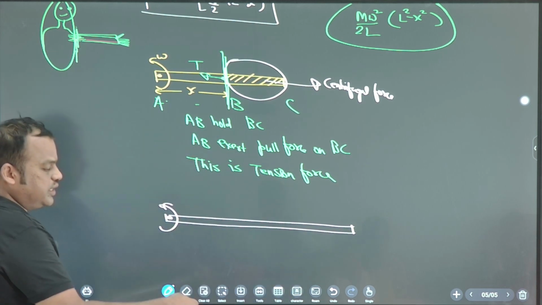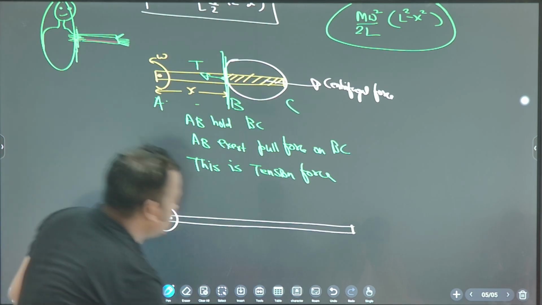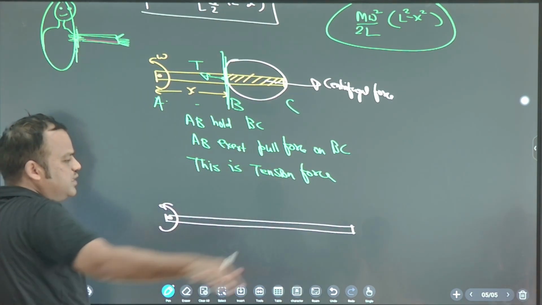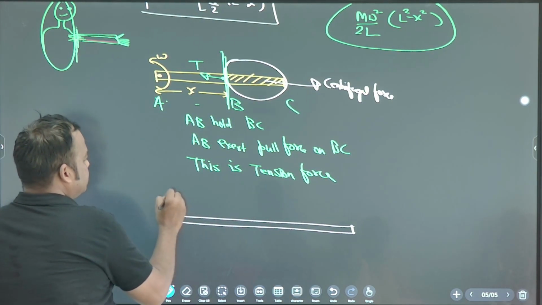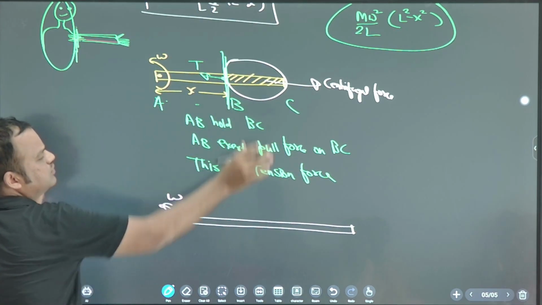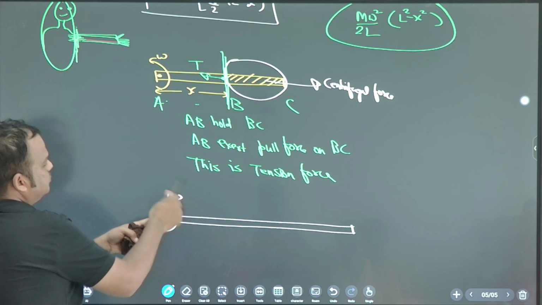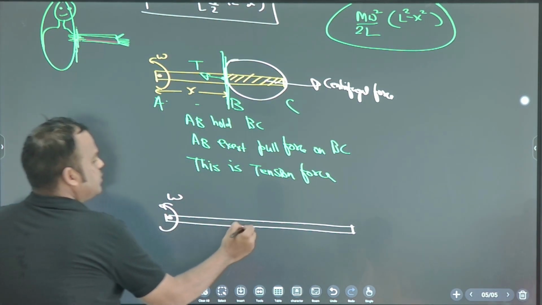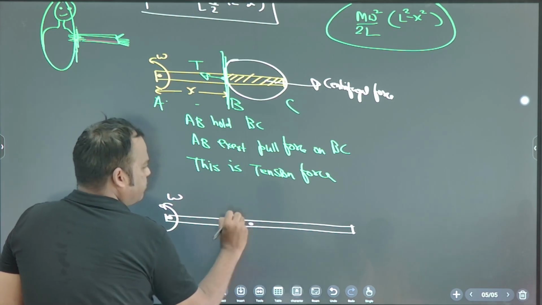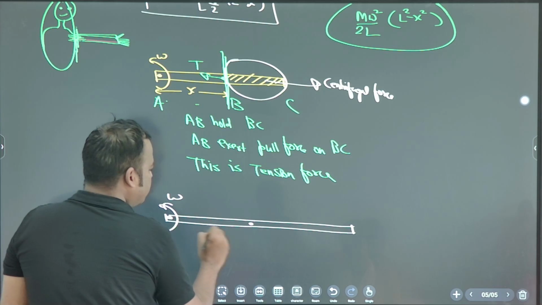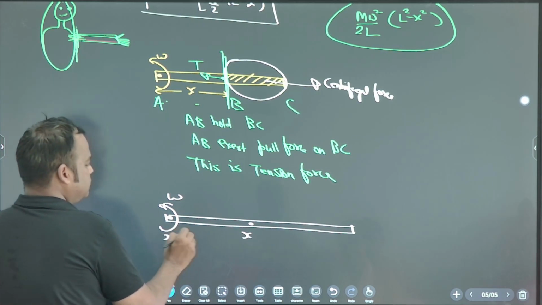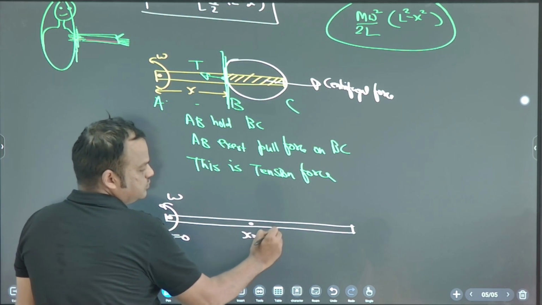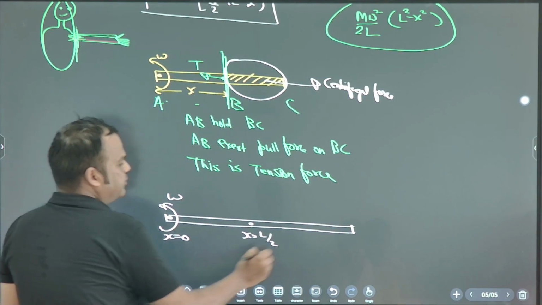This rod is rotating like this, horizontally. But the board is vertical, so I'm drawing it like this. Imagine it is horizontal. Now, what is the tension at the midpoint? At the midpoint, what is the x value? L by 2.